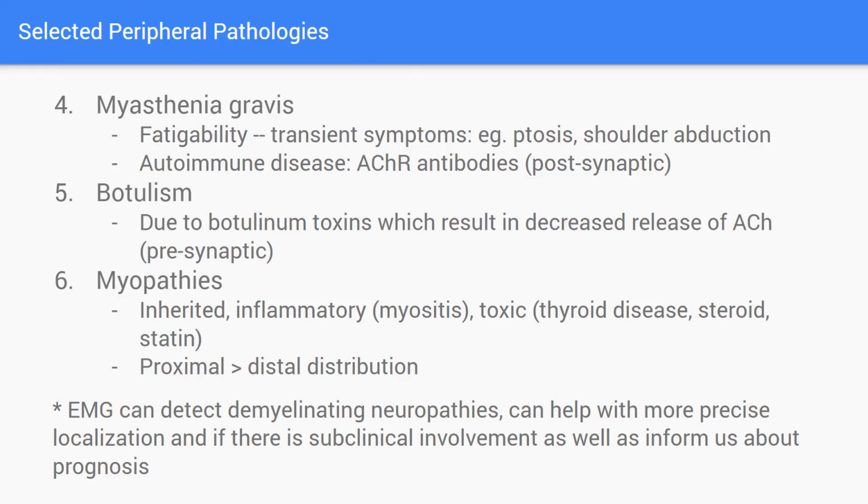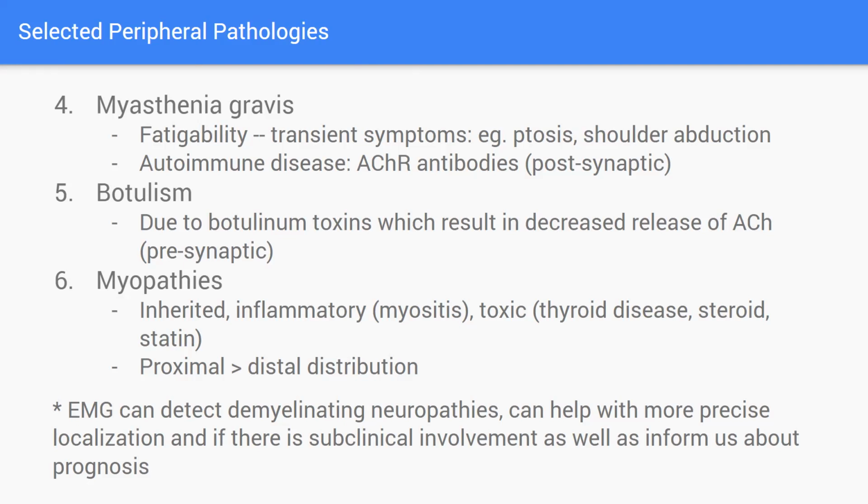And the final thing, with myopathies, is that there are a number of different etiologies, including inherited or genetic forms, and inflammatory forms of myositis, so dermatomyositis, polymyositis, those types of things. There's also a number of toxic etiologies, including thyroid disease, but also different medication uses can induce myopathies, such as steroids or statins. And the important pattern here, of course, as I mentioned earlier, is the proximal muscles being more affected than distal.